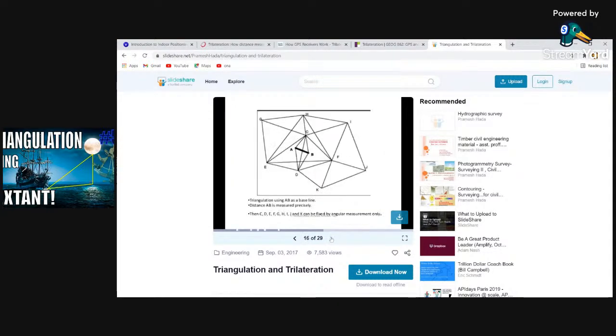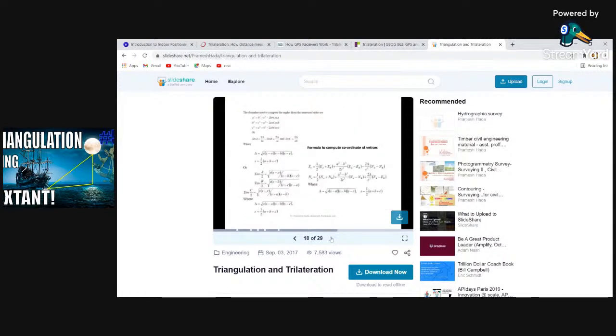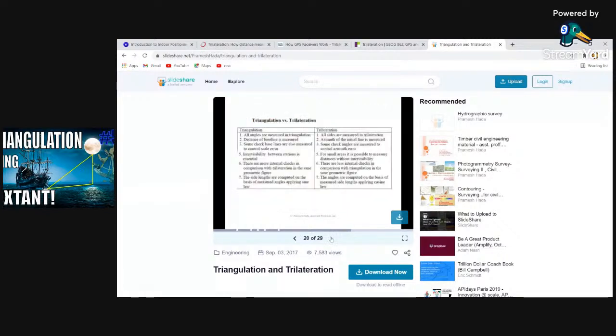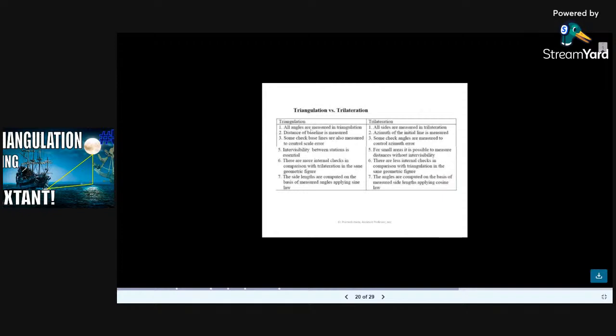So in the conversation of trilateration versus triangulation, why does the sextant come up? So we've got surveying. Here we go, triangulation versus trilateration. This is a good one. Triangulation, number one, the angles are measured. Yep, that's what we're doing with the sextant. Trilateration, on the other hand, number one, all sides are measured. Nope, not measuring sides with the sextant.